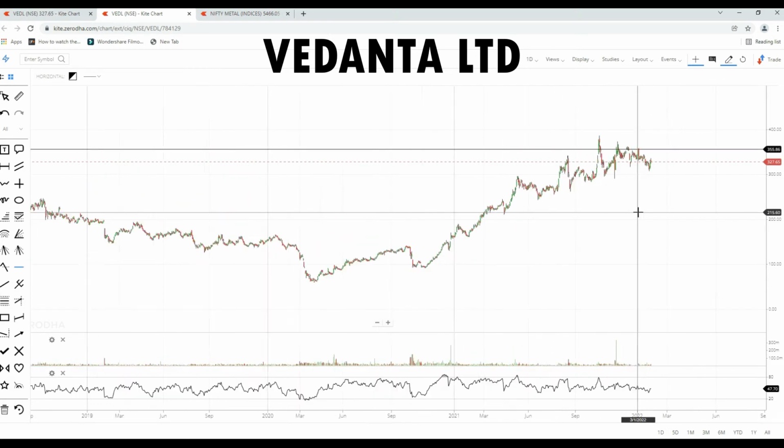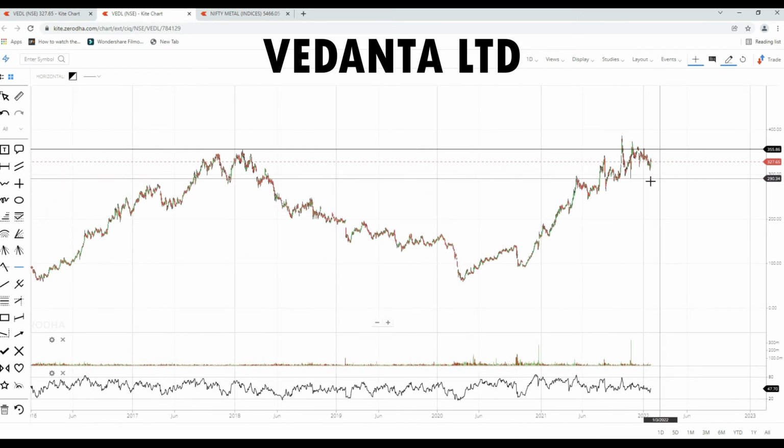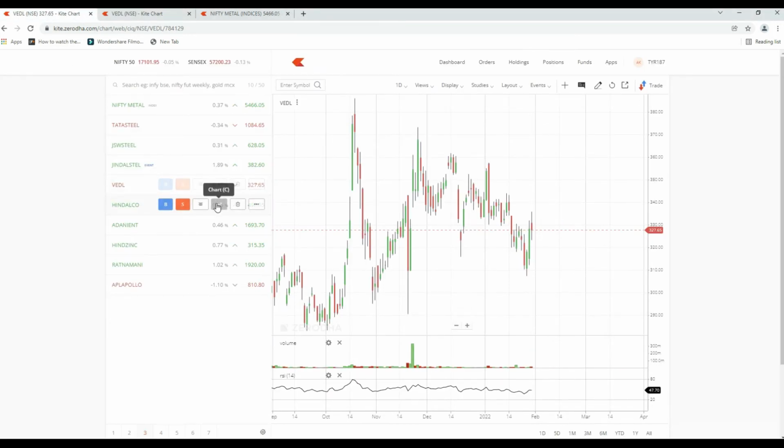So once this stock gives a breakout above 350, this will also be a good stock for good returns. You can also invest in this. I mean, the whole metal index is actually good to invest.